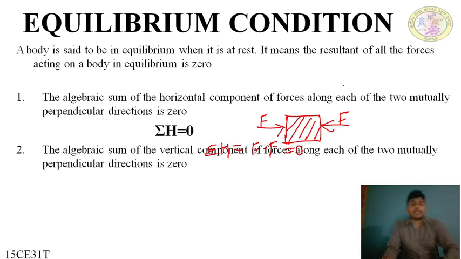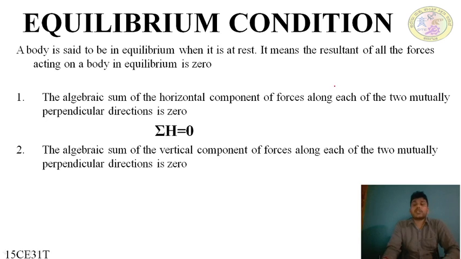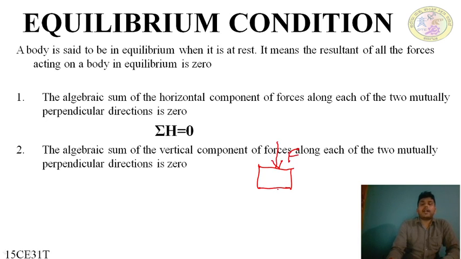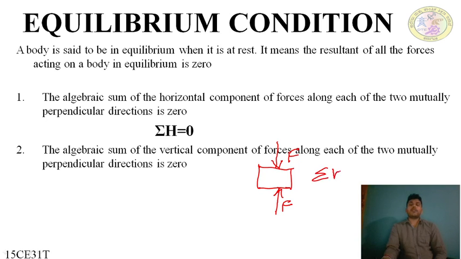Second condition, the algebraic sum of the vertical components of force along each of the mutually perpendicular directions is 0. In the same way here also, when a vertical force F is applied and another vertical force of the same magnitude acts, then the sum of all vertical forces will be equal to 0. Sigma v will be equal to 0. In this case, the body will be said to be at rest, or in equilibrium condition, because the sum of all the forces will be equal to 0 here.